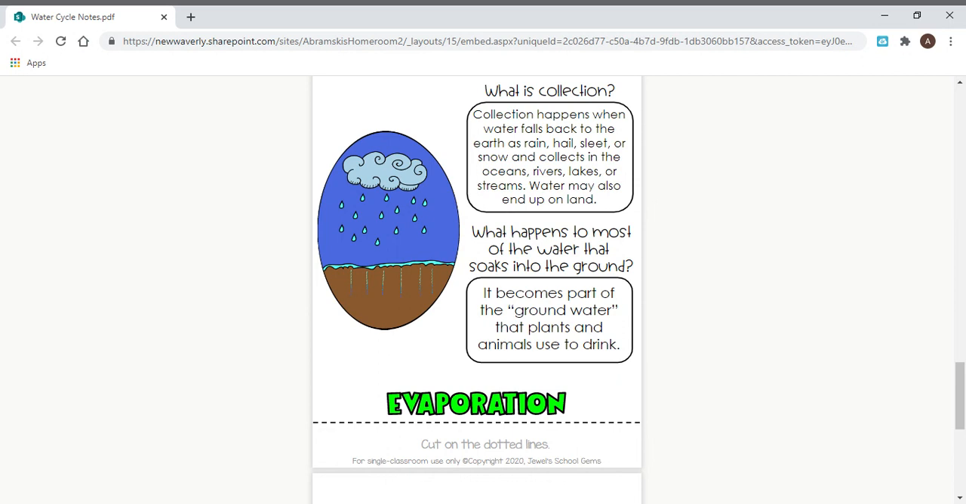Next is, what happens to most of the water that soaks into the ground? So this is another question to start thinking of. So it becomes part of the groundwater. I know that I just told y'all about that. That is what you need to really think of. So groundwater that plants and animals use to drink.